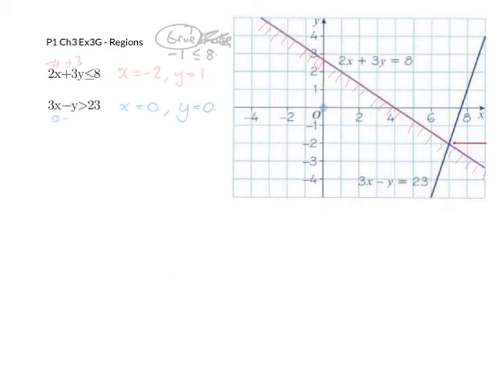-2 and 1 are quite nasty numbers. It's much easier to use 0, 0 if you can. If the line goes through the origin, you can't do this. So if we do that, we end up with the inequality 0 is greater than 23. And we need to think, is this true or false? Well, 0 is not greater than 23. So that's false. So we shade the other side of the line.